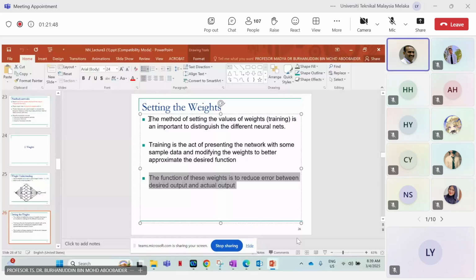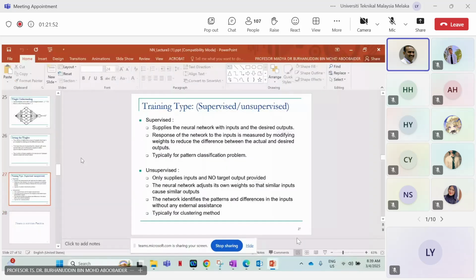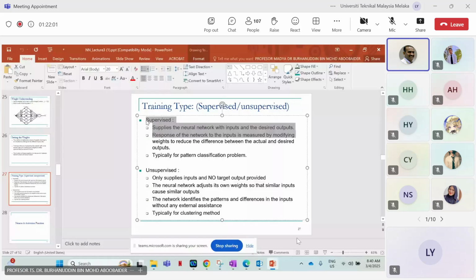Okay. All right. Now we come to supervised and unsupervised, the training types. Supervised is to supply the neural network with input and the desired outputs. The response of the network to the input is measured by modifying weights. As I mentioned, we modify weights to reduce the difference between the actual U and the desired U, our output that we want. It is typically for pattern classification problems. Like I told you, A has its own pattern, B has B pattern, C has C pattern, D has D pattern. Can you see or not the different patterns of the A, B, C, D classes?